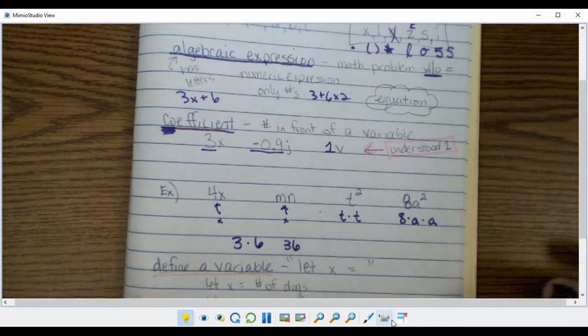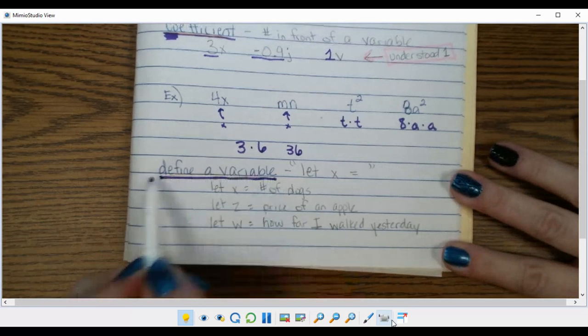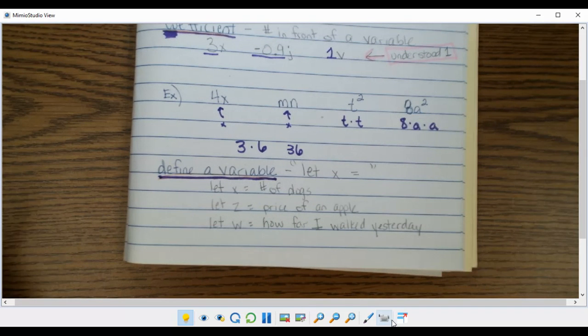All right, one more vocab before we get into some examples. This is define a variable. We did talk about this just a little bit in 6th grade. Most students hate this step because they see it as unnecessary, but I promise if you start doing this, it will make them so much easier, okay? All you have to do is say let, and then whatever letter you pick, equal. Let X equal the number of dogs if the problem is talking about the number of dogs. Let Z equal the price of an apple.